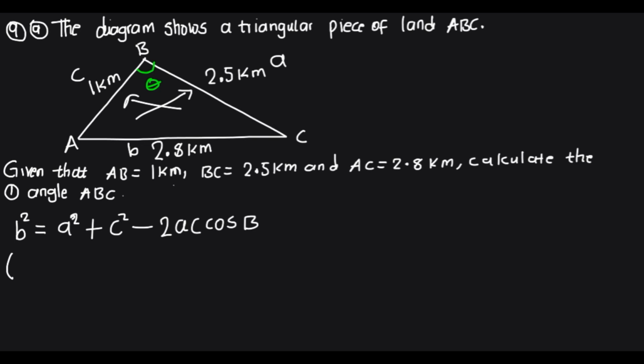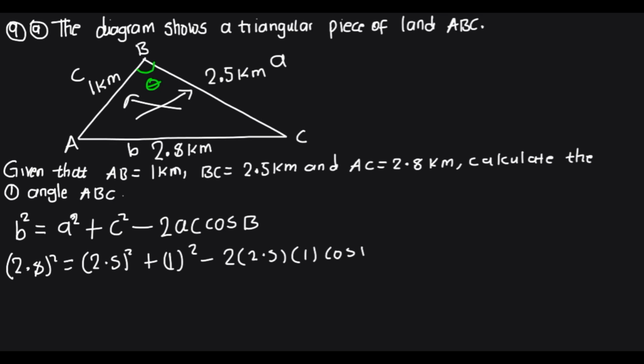So the distance for B, we can see it is 2.8 squared, is equal to the distance for A, 2.5, also squared, plus for C, 1 kilometer, also squared, minus 2 times 2.5 times 1 then cos B. Now let's square 2.5. So 2.5 squared is giving me 6.25.